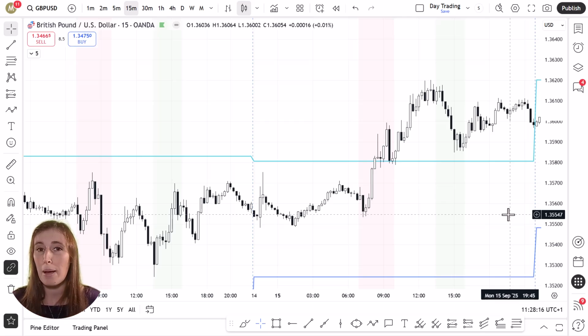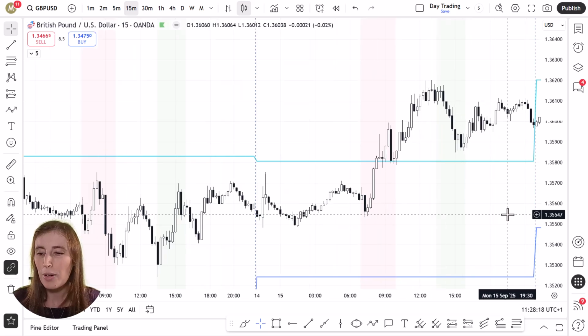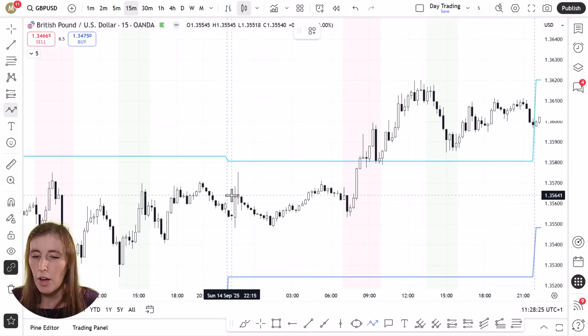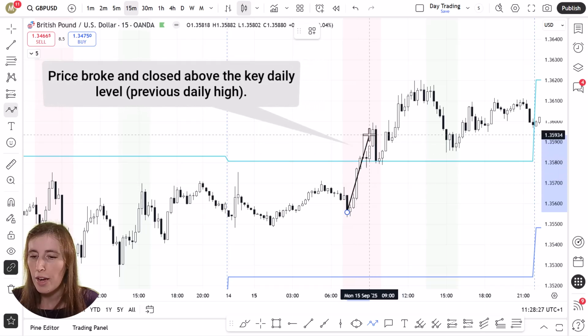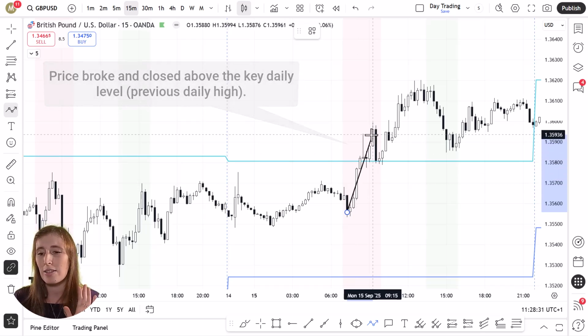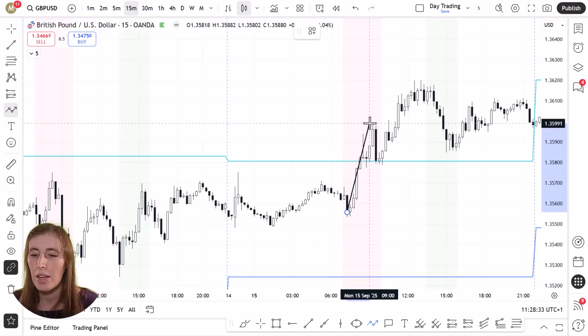So I didn't trade my manual strategy, and I wanted to check in to see how it would have performed. On the Monday, we got the break above and the close above during the London session. My manual strategy is valid during the New York session.